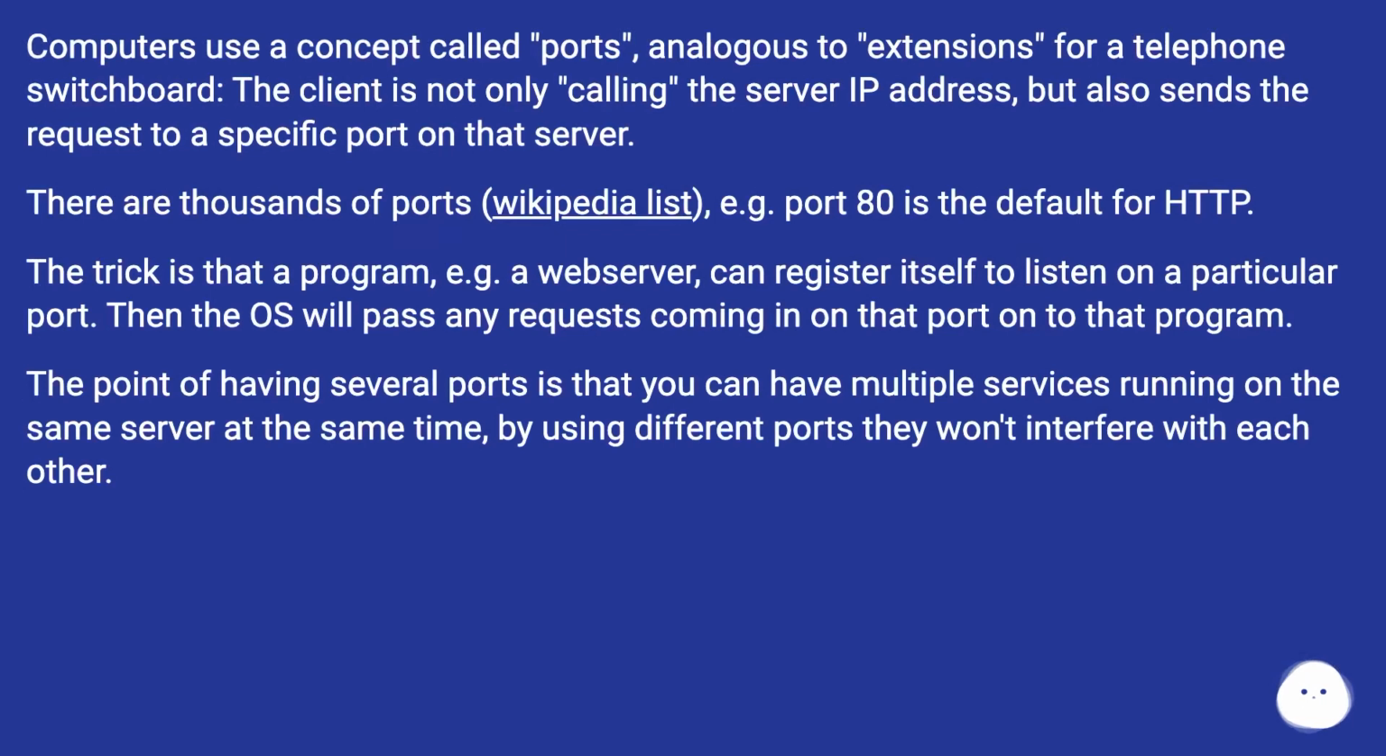Computers use a concept called ports, analogous to extensions, for a telephone switchboard. The client is not only calling the server IP address, but also sends the request to a specific port on that server. There are thousands of ports. Wikipedia list, e.g. port 80 is the default for HTTP. The trick is that a program, e.g. a web server, can register itself to listen on a particular port. Then the OS will pass any requests coming in on that port onto that program. The point of having several ports is that you can have multiple services running on the same server at the same time. By using different ports, they won't interfere with each other.